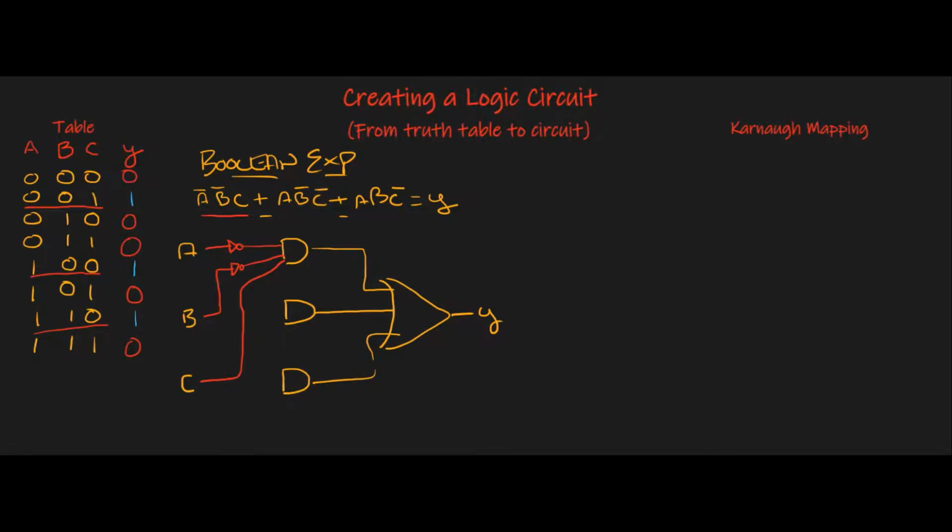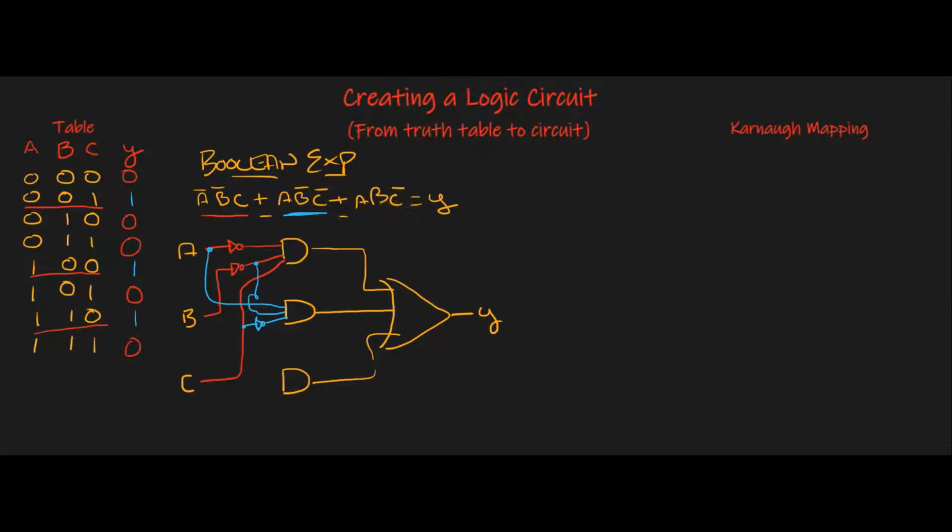For the next one, let me use blue. It's A, B naught, C naught. So I could take this A and feed it into that AND gate. Then I need a B naught. I can grab that B naught from right there and go in. Then there's a C naught. So that's a C, and I can make a NOT out of that, using the NOT gate into that AND gate. And that covers that one.